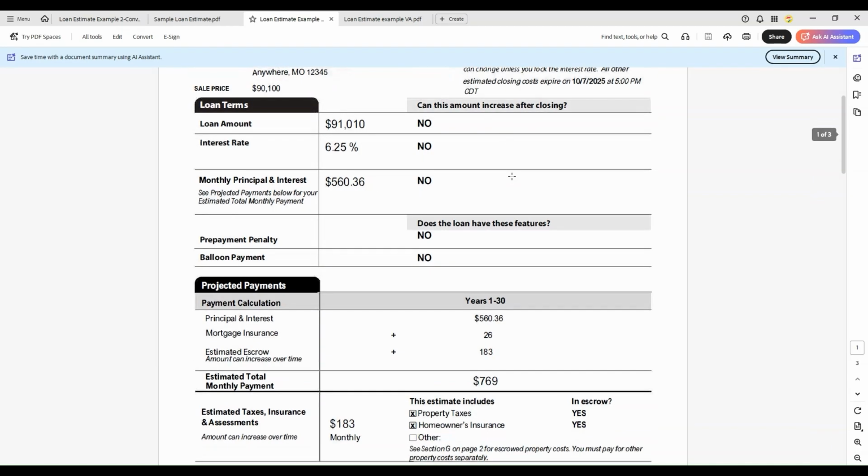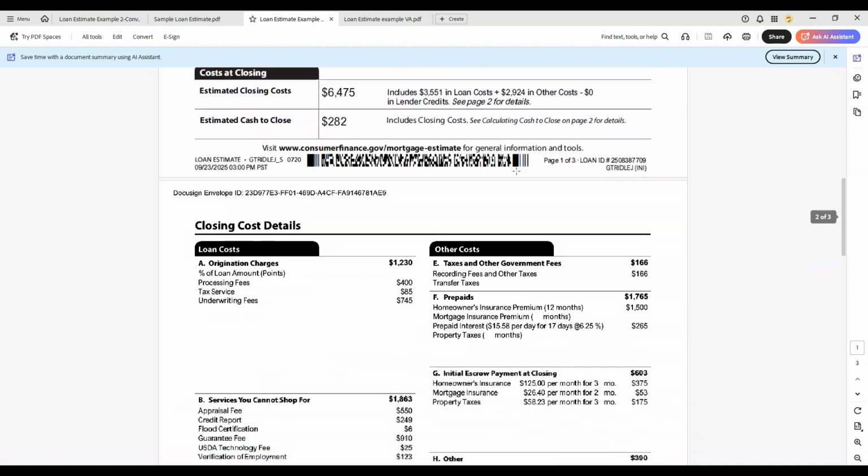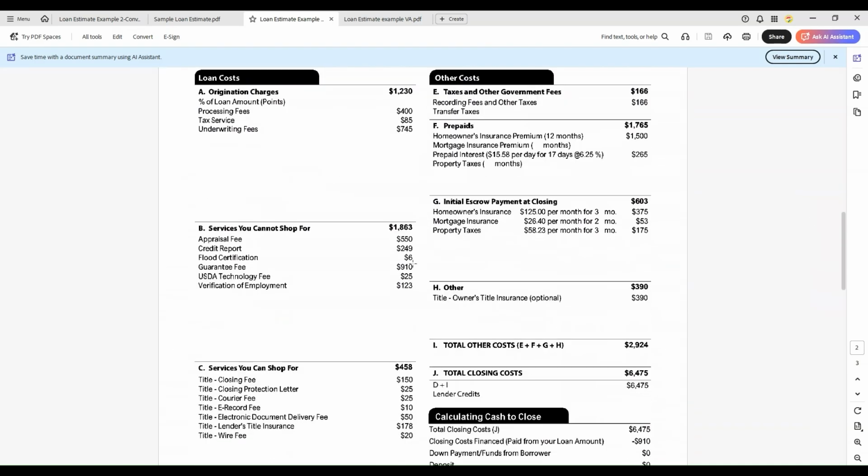When we get down here, USDA has a guarantee fee, very similar to FHA's mortgage insurance, or their upfront mortgage insurance premium. The guarantee fee percentage is lower than the FHA percentage. So comparing those two together, USDA, for that particular situation on the funding fee, USDA is better, right?